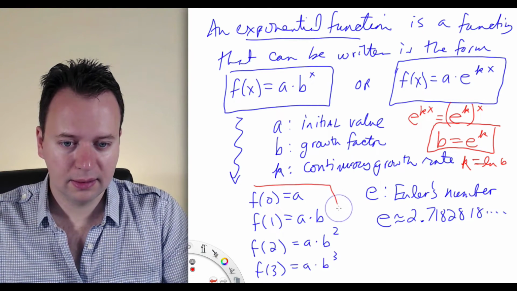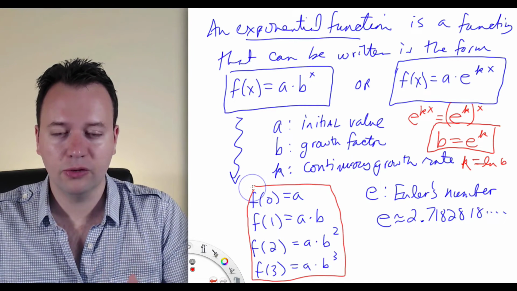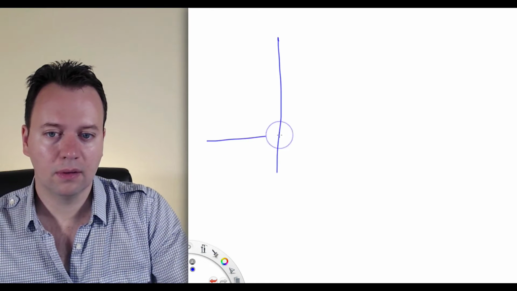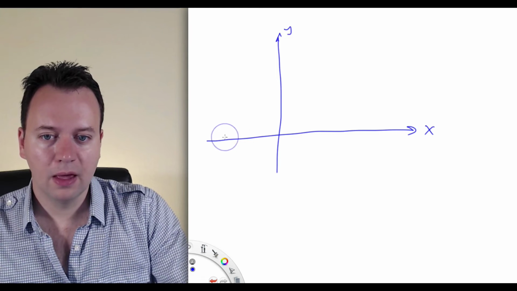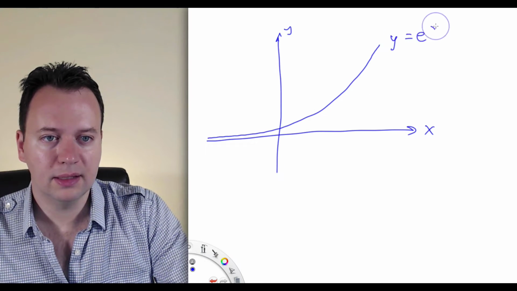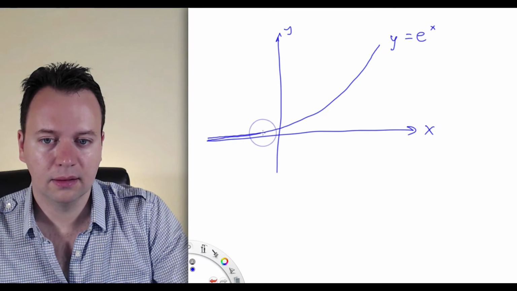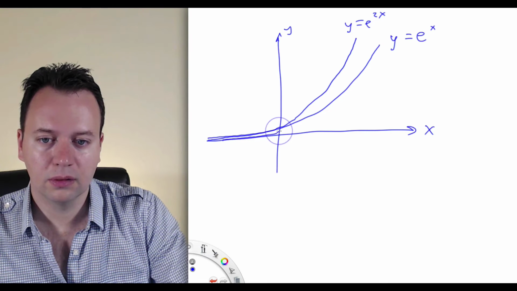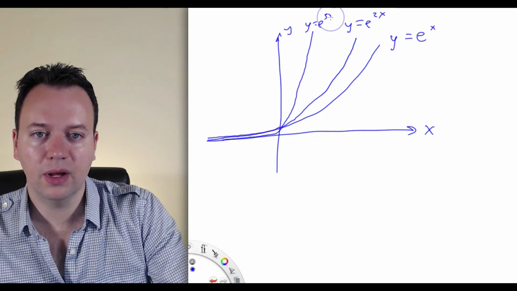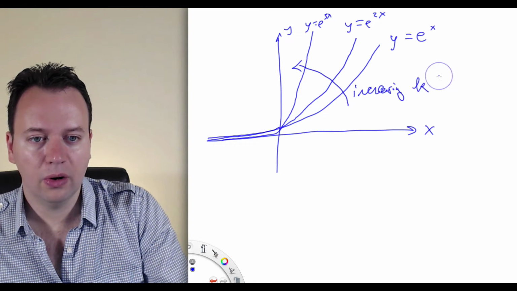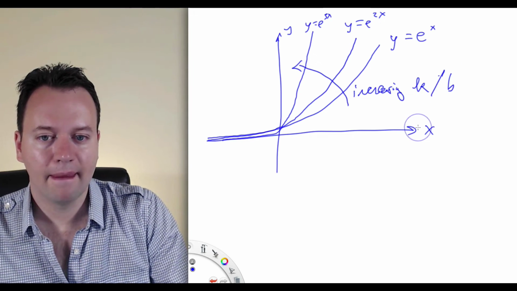We saw that the growth factor is the amount by which you multiply the previous outputs to get the new ones. Let's look at a graph. Let's say this is x and this is y. Exponential functions typically look like that. This might be y is equal to e to the x, and then this might be y is equal to e to the 2x, and so forth, and this would be y is equal to e to the 3x. So the larger the continuous growth rate k, or the larger the growth factor b, the steeper the curve. You get something like this.